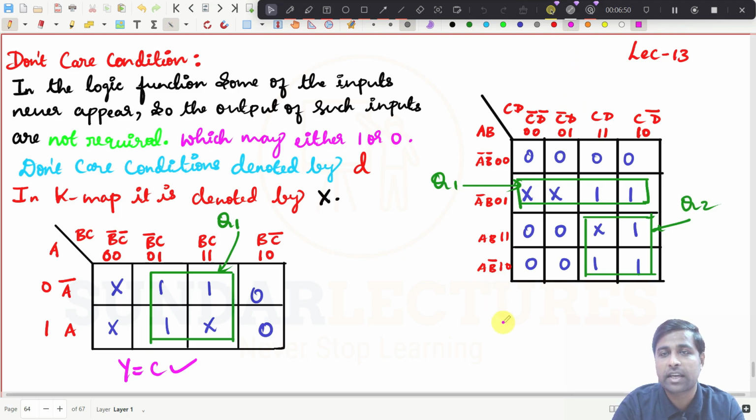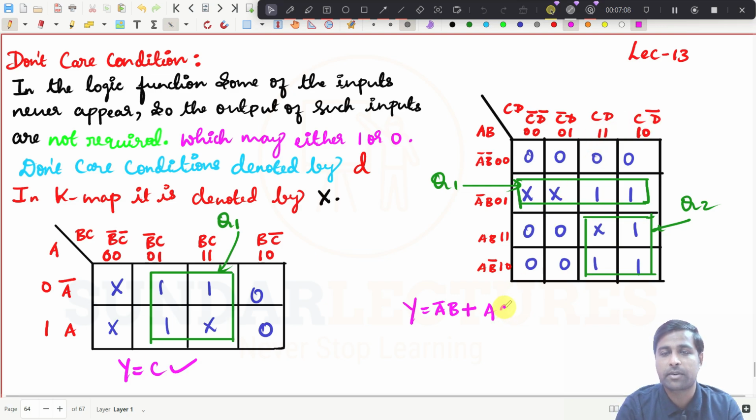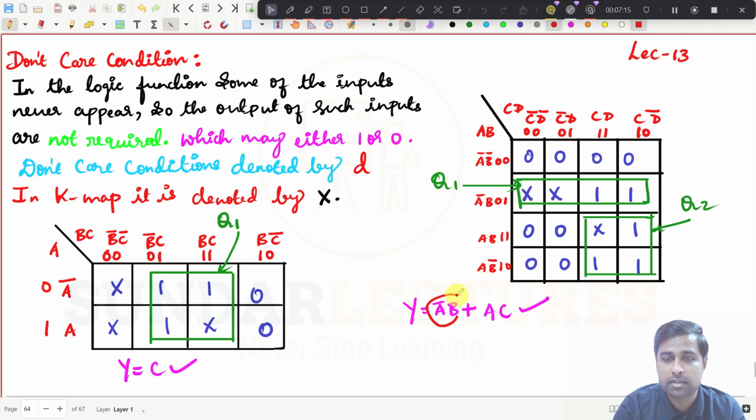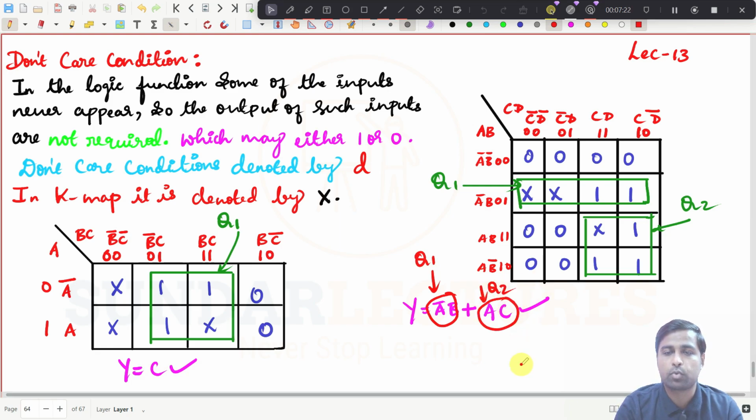So finally, what I can write, y is equal to quad number 1. So straight away you can write this is A bar B, and there is no common term here, right? So I don't need it, right? So put plus, and you see here these two. I have to see these two cells. What is the common term? A is the common term, and I have to see these two cells. What is the common term? C is the common term. This is one type of answer. See what I am getting here. This is a quad possibility, quad number 1, and this is quad number 2, that's all.